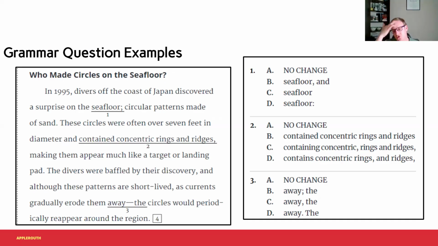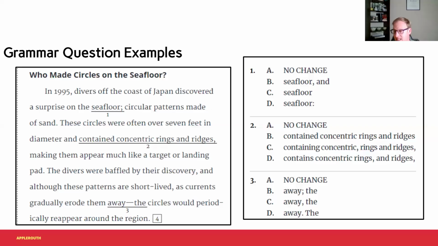And in fact, these questions are all pretty much testing the same thing. For number one, your strategy would be, I see a semicolon, I see a colon, I see a comma. Well, semicolons are like periods. On the ACT, they're basically identical. They must separate two full sentences. And circular patterns made of sand is not a full sentence. So A is out. 100% incorrect, grammatically wrong, because it doesn't do what a semicolon should do.